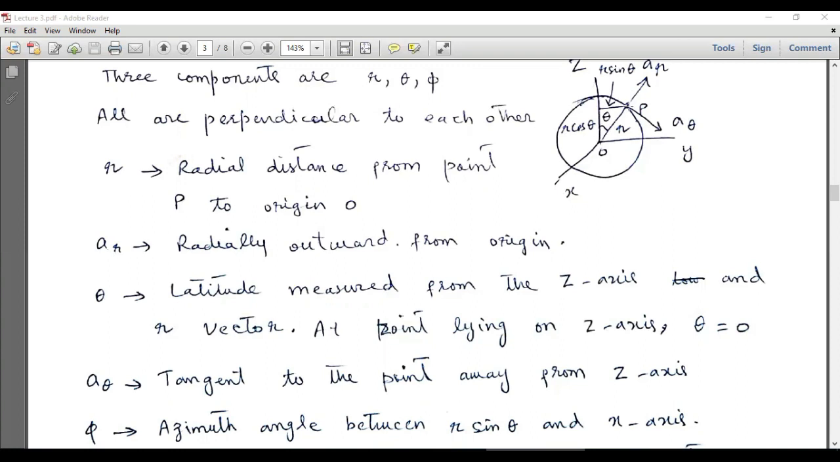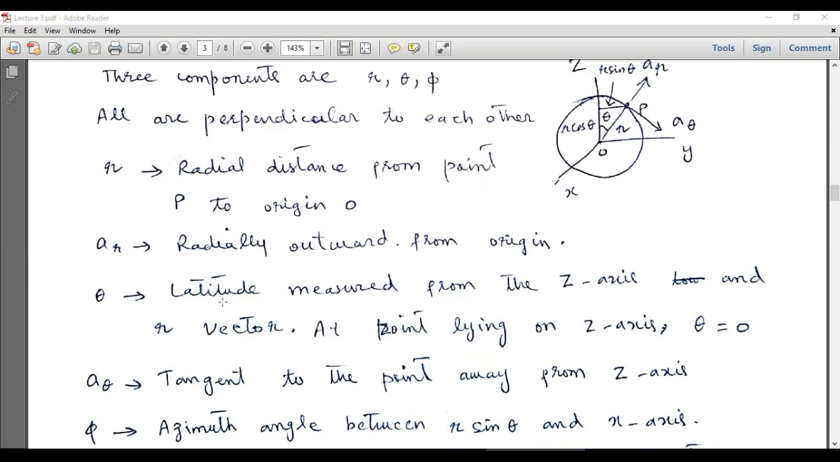For example, this is the r vector. This component will be r cos theta, and this component in front of the theta angle will be r sine theta, and this r sine theta is equal to the rho vector in the cylindrical coordinate system. So the direction of phi is the same. In the cylindrical coordinate system it was the angle between the rho vector and the x-axis, and in the spherical coordinate system phi is the angle between r sine theta and the x-axis. So the definition of phi is the same, and it is the azimuth angle.